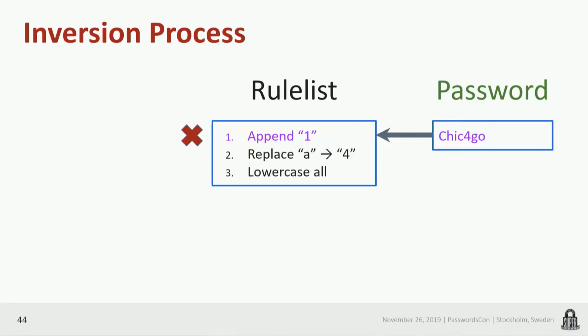So no matter what's in the word list, it could be a billion entries, no matter what's there, it's not going to guess Chick4Go. So we don't even have to reason anymore about this rule. Like, thank you, next.